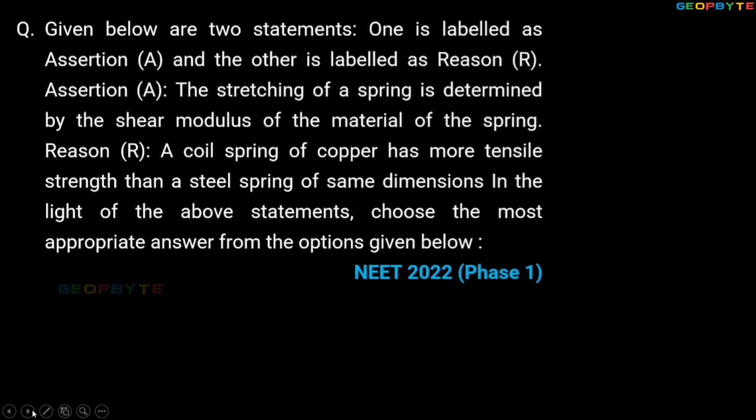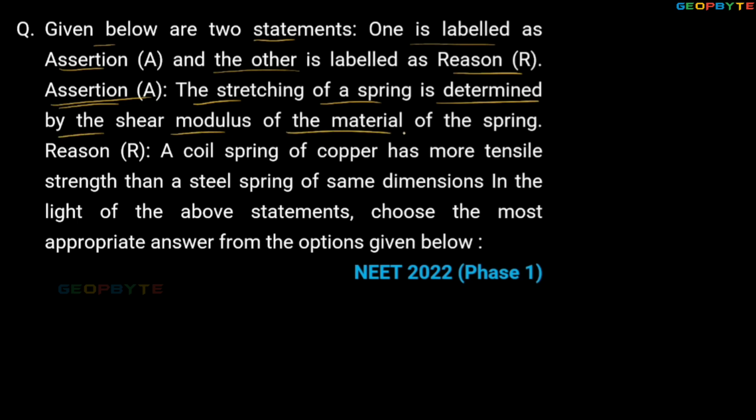Then let us take another important question. It is an assertion and reason type of question. Given below are two statements. One is labeled as assertion and the other is labeled as reason. Let me read the assertion statement: the stretching of a spring is determined by the shear modulus of the material of the spring.